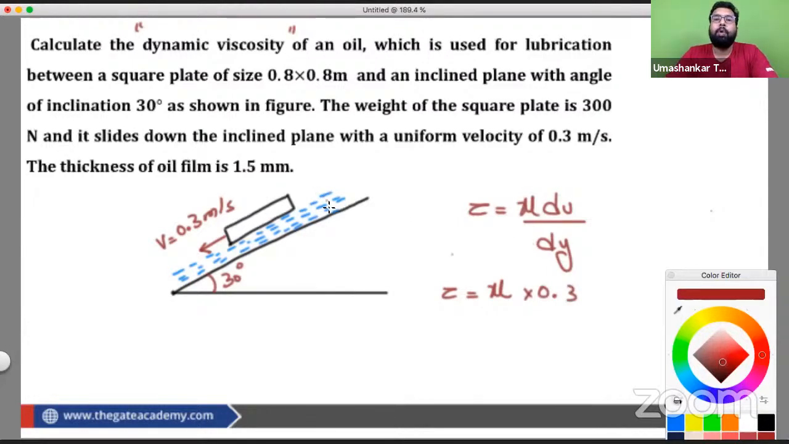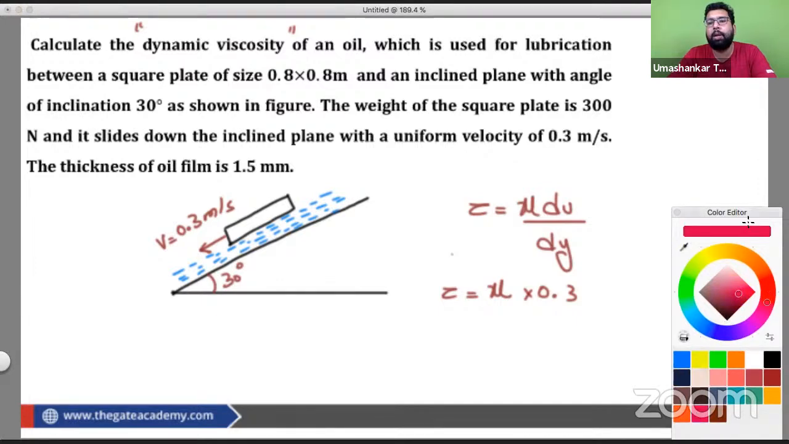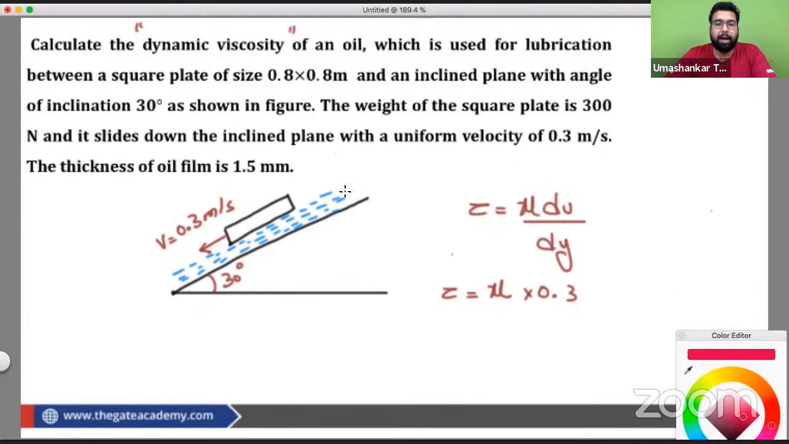Now remember, this gap is the gap between the fixed surface and the moving surface. Things are very easy. You require a velocity, and you require a gap over which there is a velocity, from the surface which is fixed, having zero velocity. This gap, they are saying, is the thickness of the oil film, 1.5 mm. So this is 1.5 mm. Now here we have to be very conscious about the units.